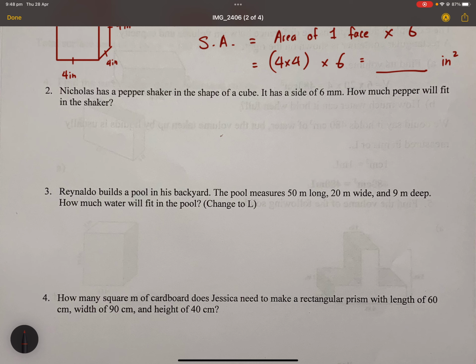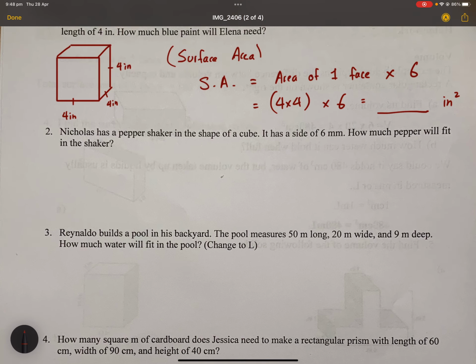Question 2. Nicholas has a pepper shaker in the shape of a cube. So again, we have a cube. Now, it says it has a side of 6 millimeters. So each side here is 6 millimeters. How much pepper will fit in the shaker?